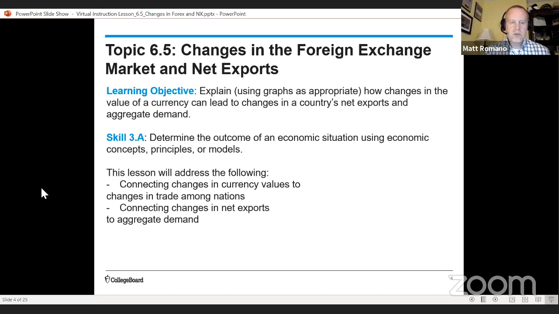So this lesson will address how changing currency values are going to lead to changes in trade. So think back to the lessons you've learned about the foreign exchange market. Think about how that's connected to policy. Think about how that's connected to the balance of payments. And then looking at how those changes in net exports are going to lead to a change in aggregate demand, something you've already done.